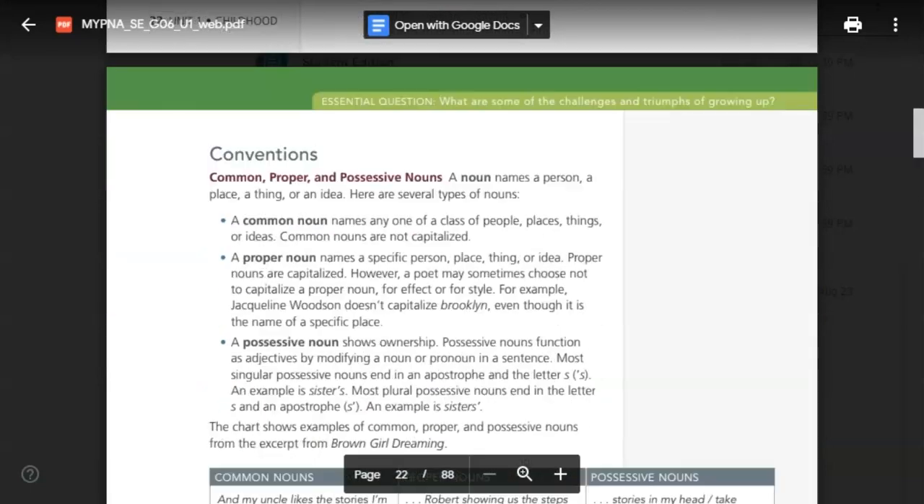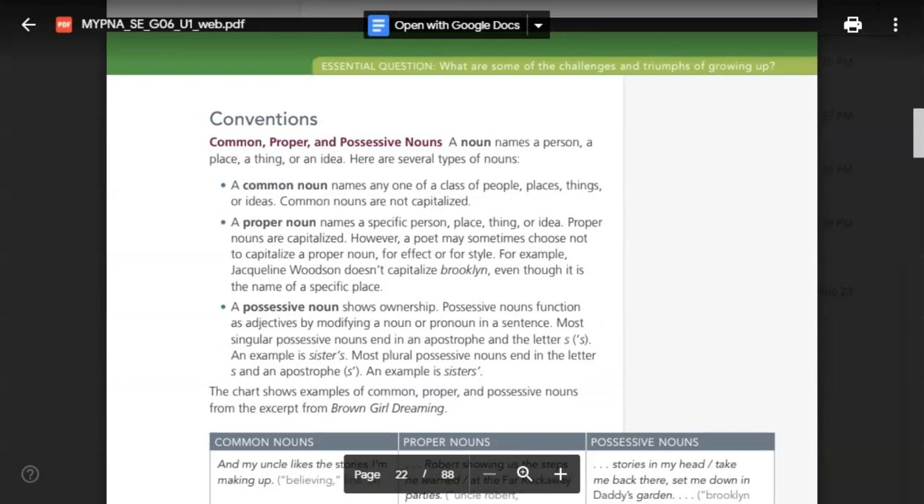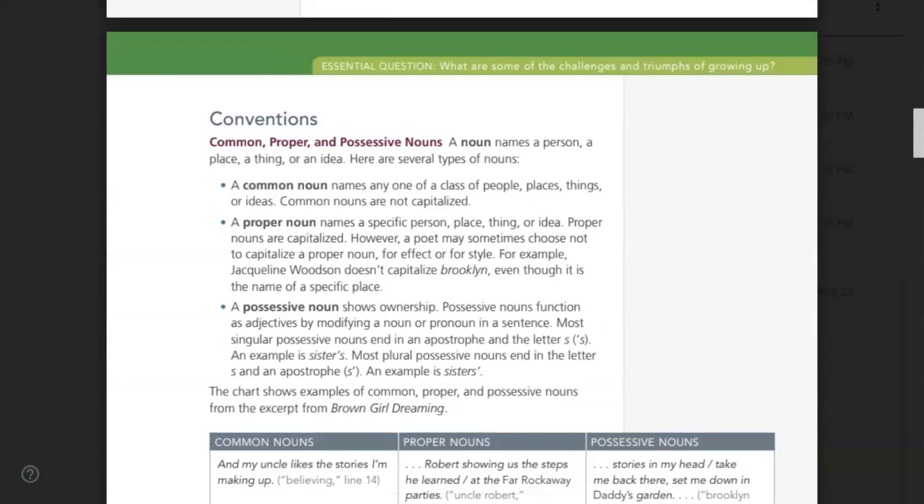Okay. So now we're looking at the convention section, and this we have to understand for the homework that's due Monday night. Usually homeworks are due Sunday night, but because of Labor Day weekend, we have a 3-day weekend, so this homework will be due Monday night, okay? So our conventions this time, we're looking at common, proper, and possessive nouns, okay?